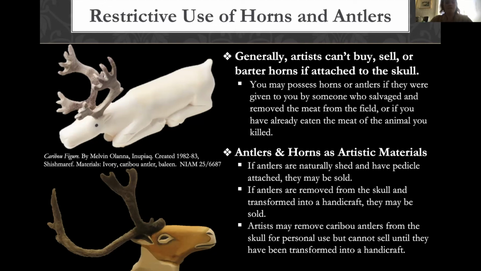So over here, you can see two different examples of lifelike representations. One is a caribou figure that is carved out of ivory and has antler that is actually carved to look like antler and is attached onto the ivory sculpture of a caribou. The piece down at the bottom is an example of mine. This is called a lifelike representation, and you can see it actually is the velvet antlers.